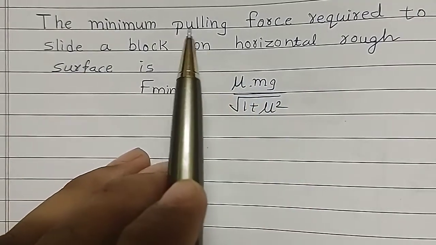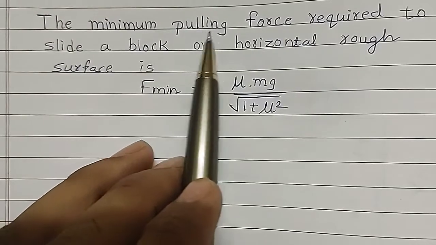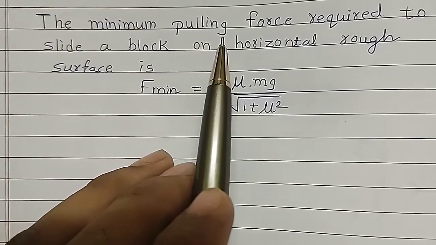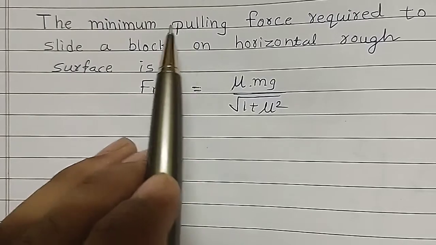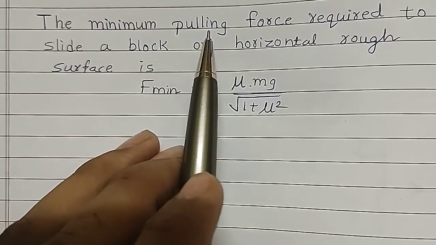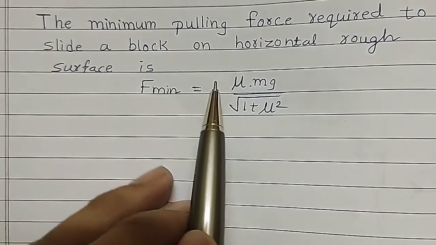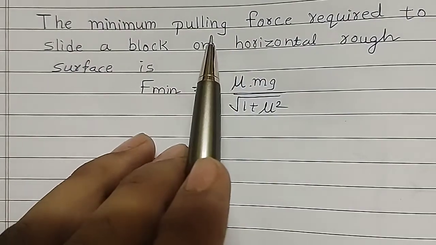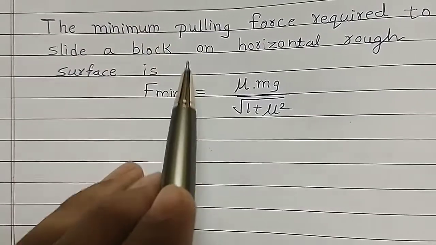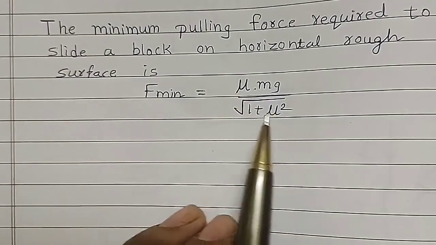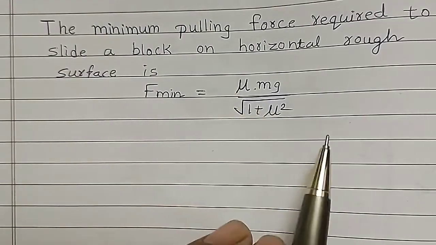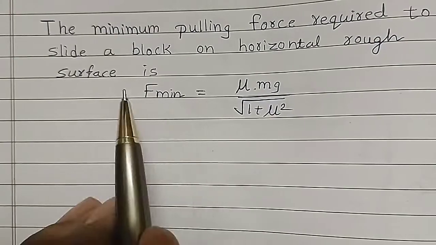Okay. First of all, in pulling we need to apply a lesser force to slide the body compared to pushing. Pushing is slightly difficult, but when you pull the body less force needs to be applied. But here it is said that in the pulling also the least force that you need to apply is given by this formula. Now that student needs the proof of this formula, that how we can prove this formula.